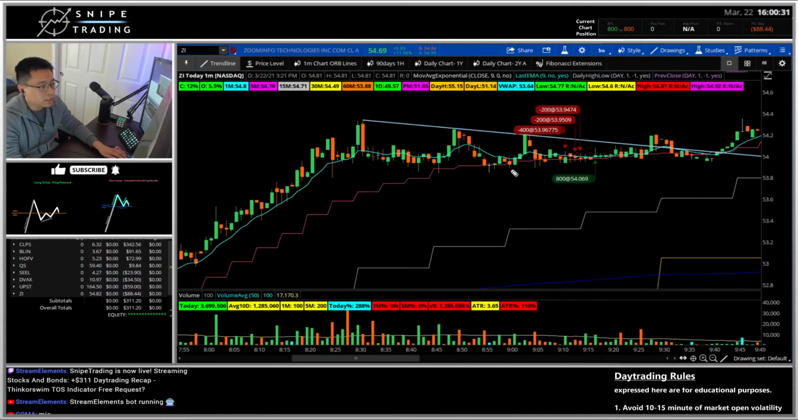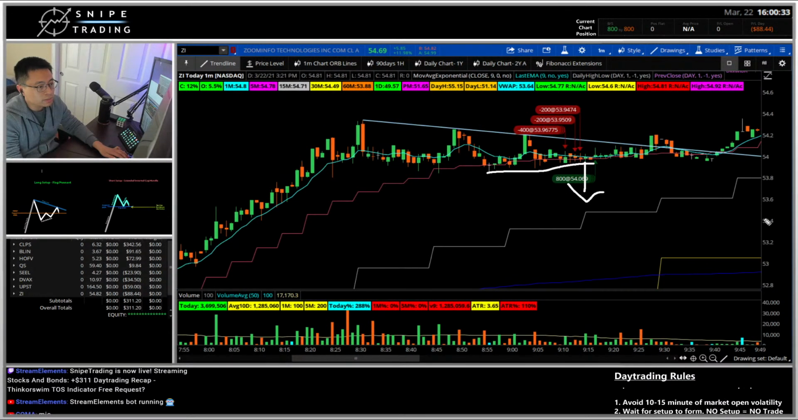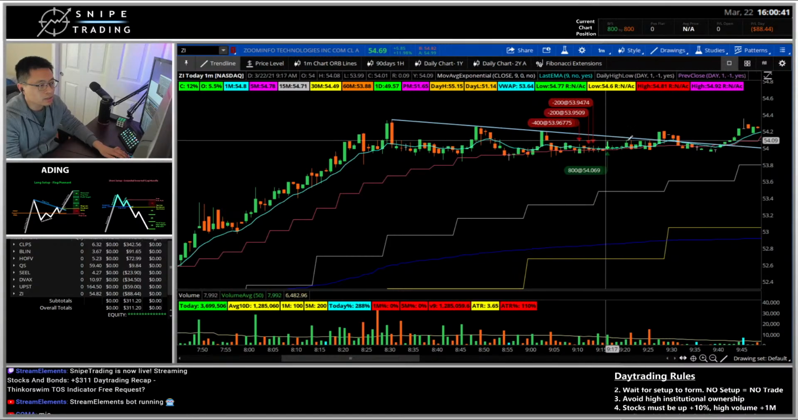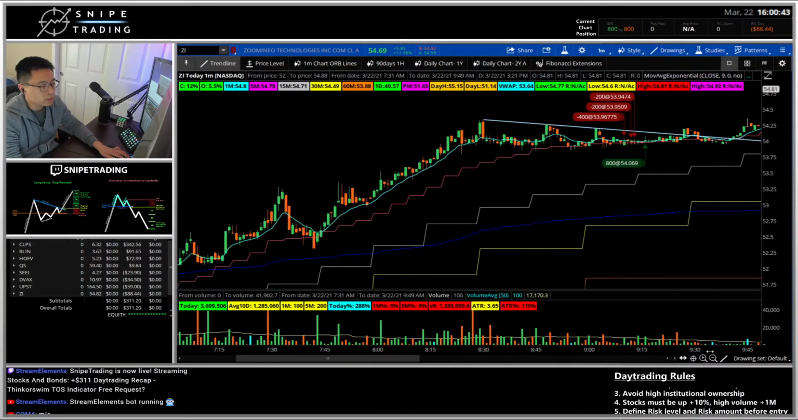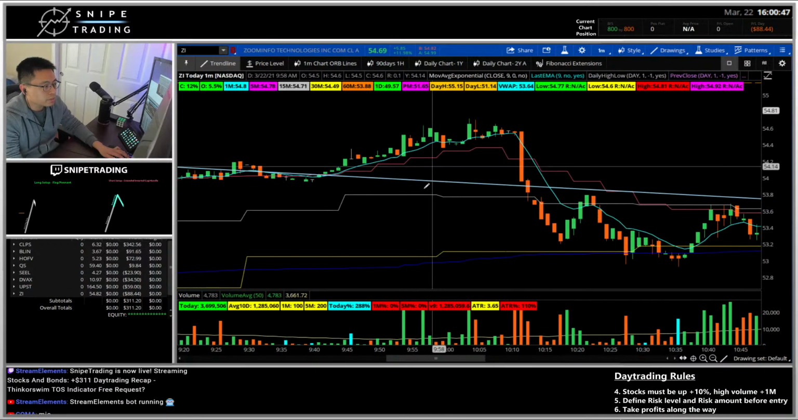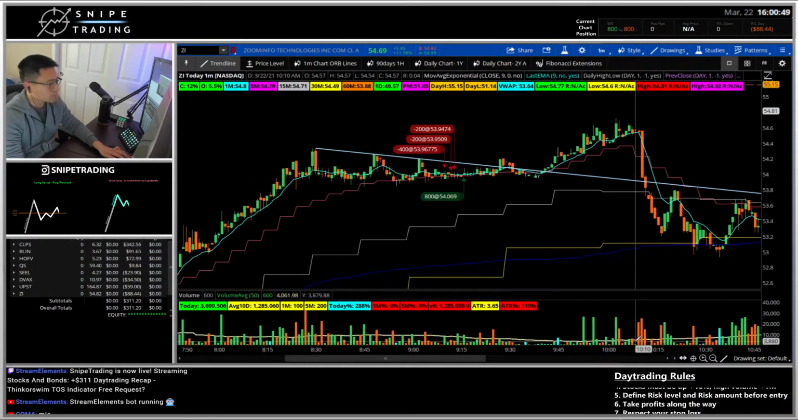But yeah, I had this drop. This would have been like a point move, right? 54 to 53.20s. So it would have been a good trade. But yeah, stopped out there. It didn't work out too well, and it ended up going higher. And yeah, there wouldn't be any signals there.